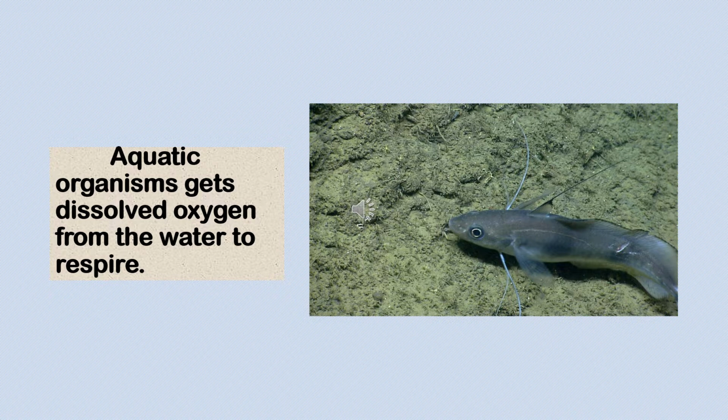Okay, this is another one. Aquatic organisms get dissolved oxygen from the water to respire. Some animals like the mudskippers and, in the picture, the catfish, are adapted to live in oxygen-deprived water. They can get their oxygen supply from the air. That's why you can see the catfish and the mudskippers going out of the water. They are going on top of the land just to take some air for them to breathe.